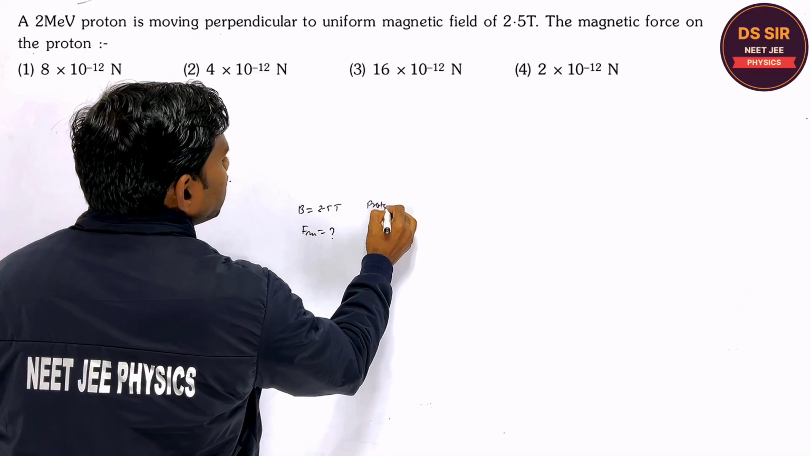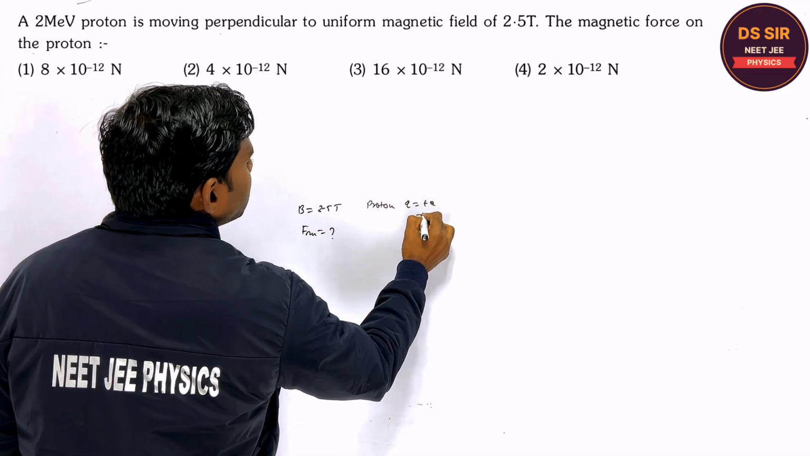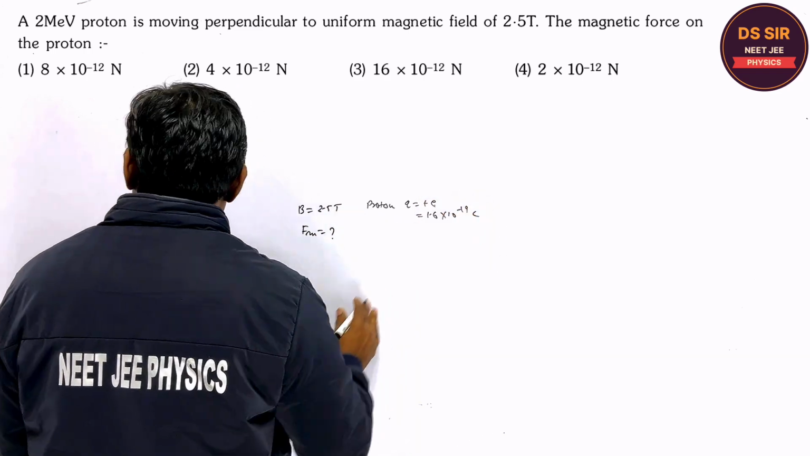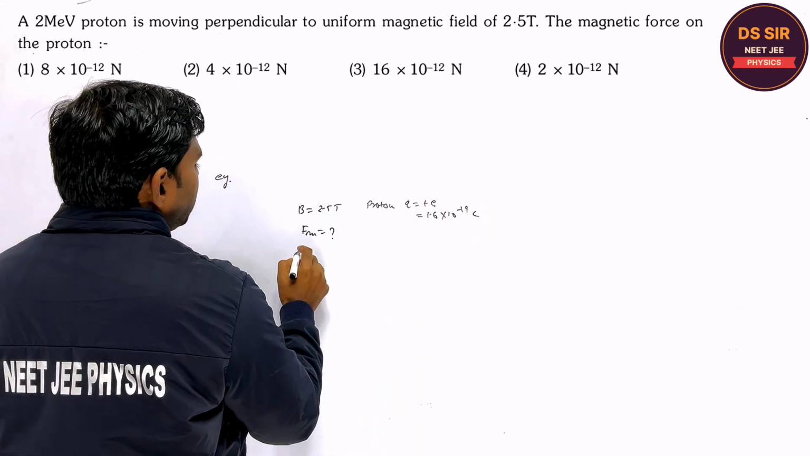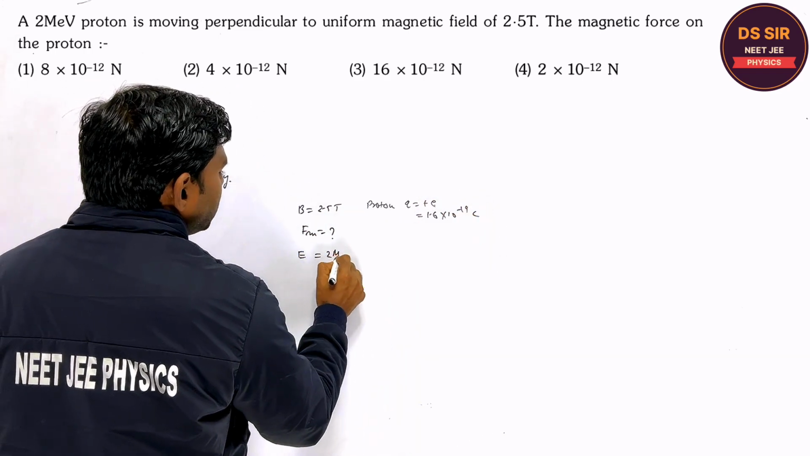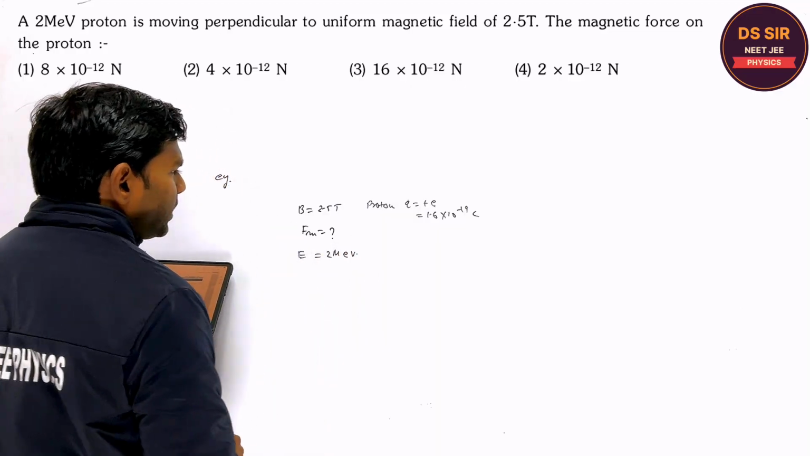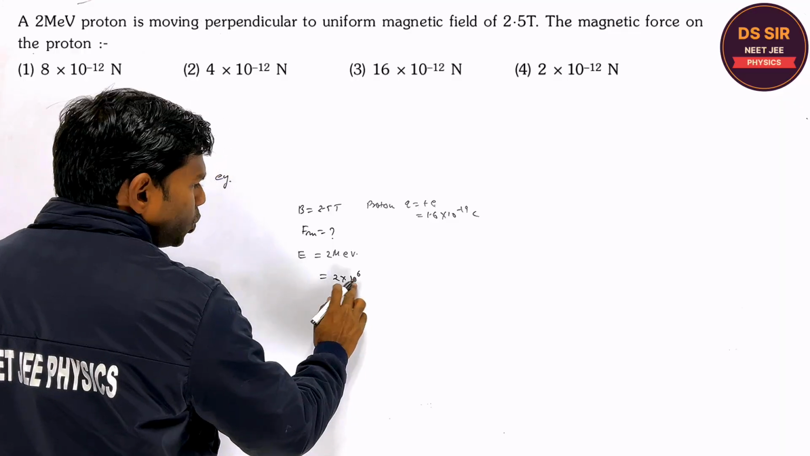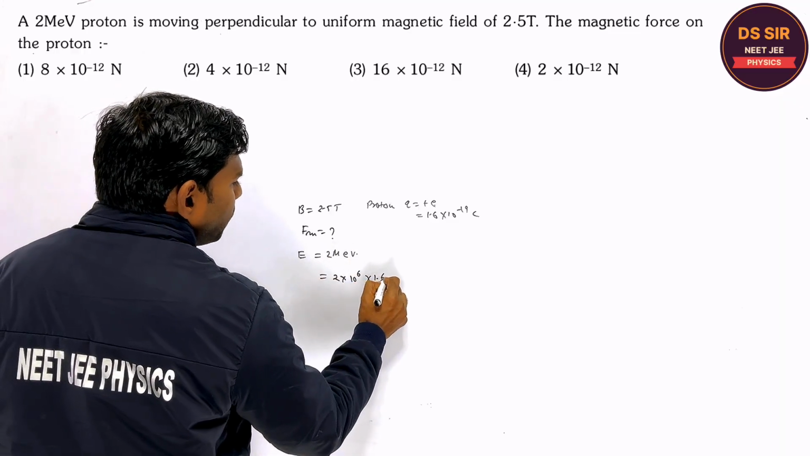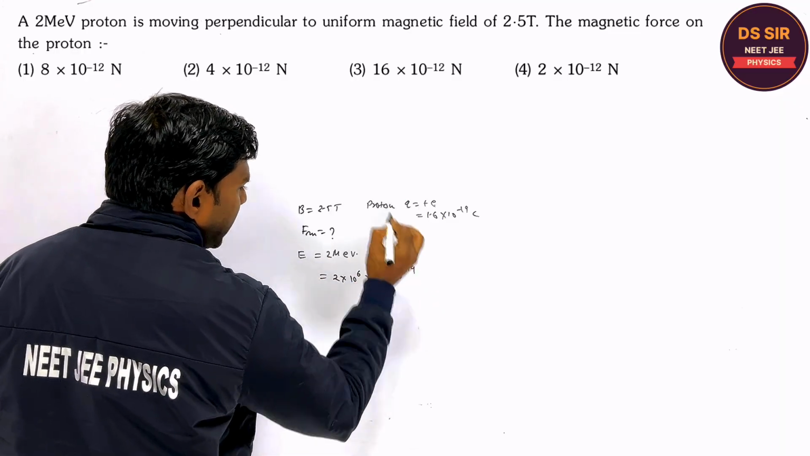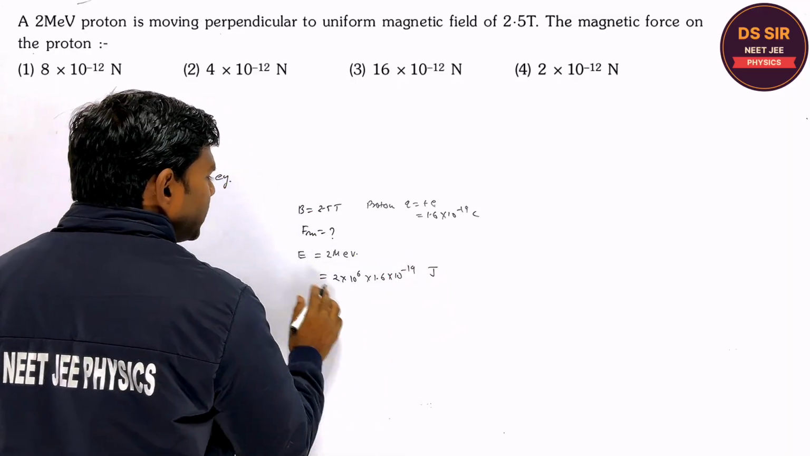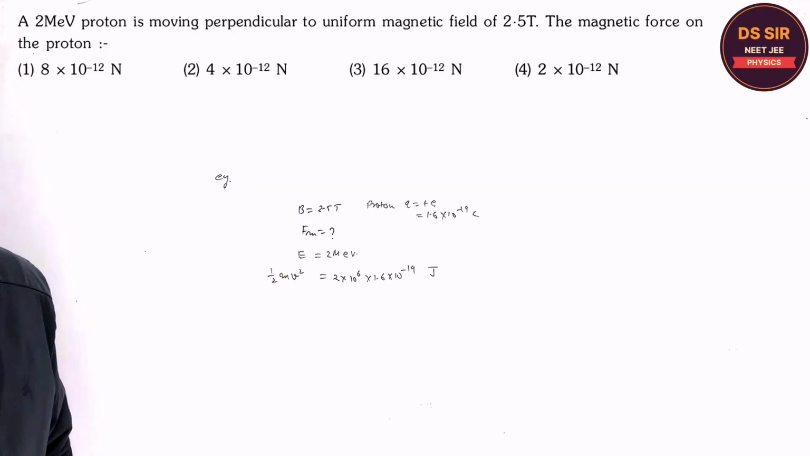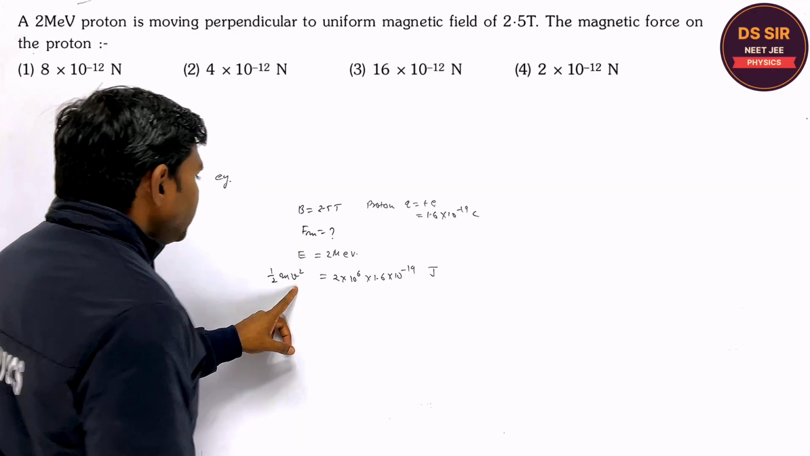The proton means the charge is plus e, which is equal to 1.6 into 10 to the power minus 19 coulomb, right? And 2 mega electron volt means the energy of the proton is given as 2 mega electron volt. So 2 mega means 2 into 10 to the power 6, times 1.6 into 10 to the power minus 19. So this is the energy in joule. So half mv square, can I write this? Right. Now we can find its speed.